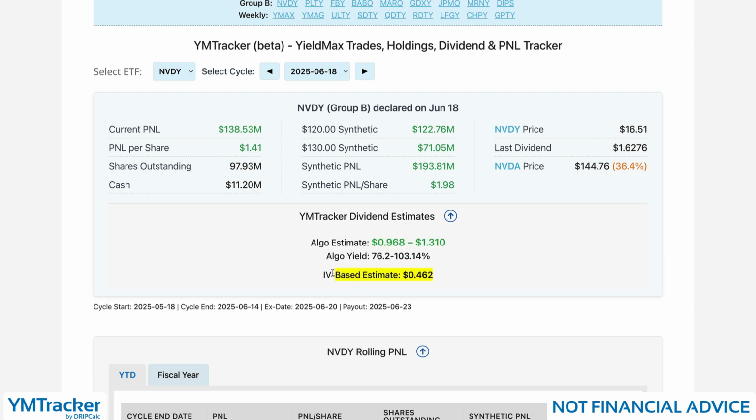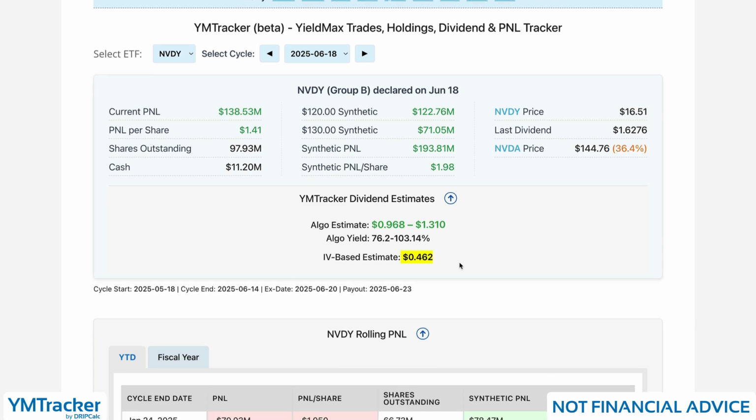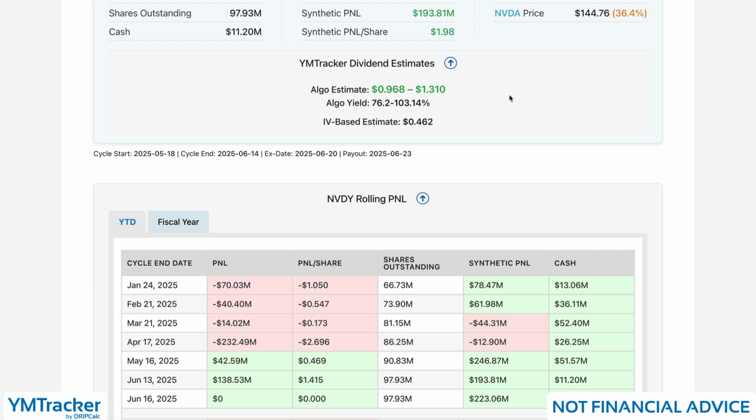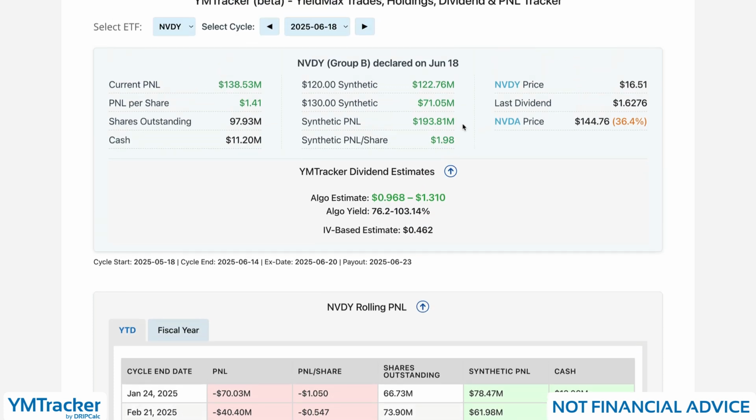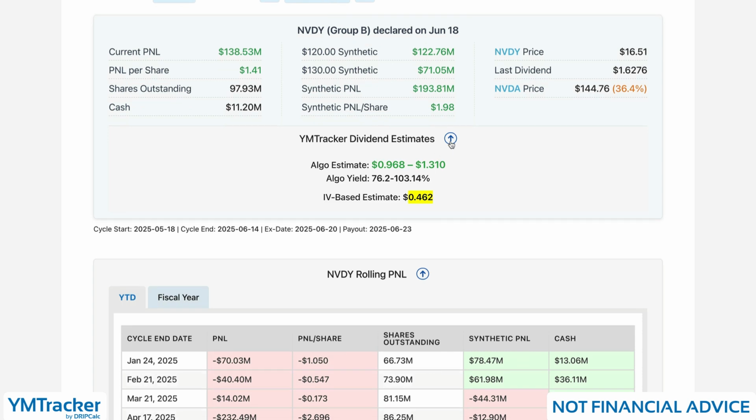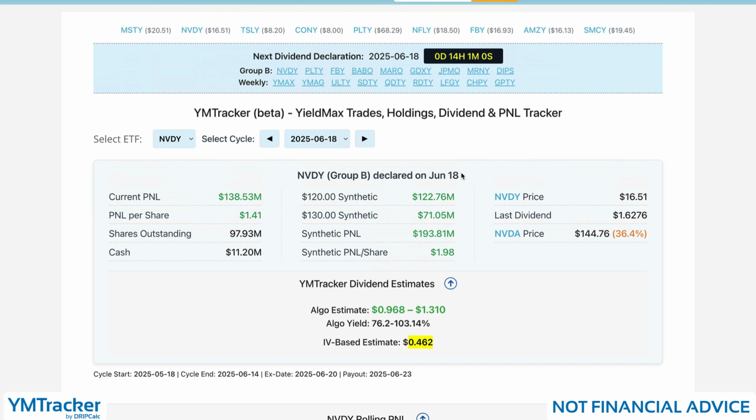And then we have the IV estimate. Basically it is saying that if they paid the implied volatility, so the implied volatility is 36% divided by 13 months of the share price, and that's 46 cents. That's the IV estimate. I said 13 months, 13 payment cycles in a year. That's what they do. So 4-week cycles, 13 times a year. Okay, so I think that covers this section right here.